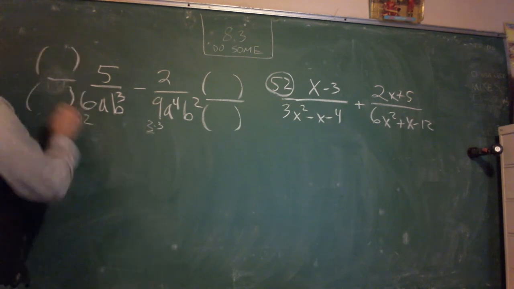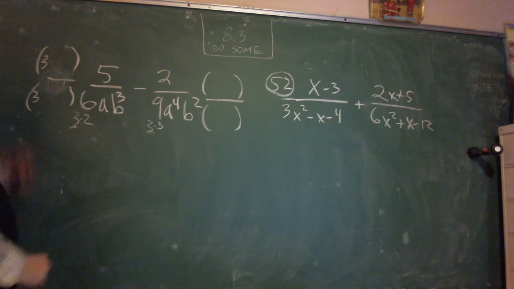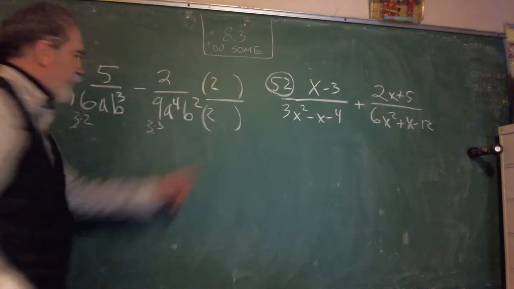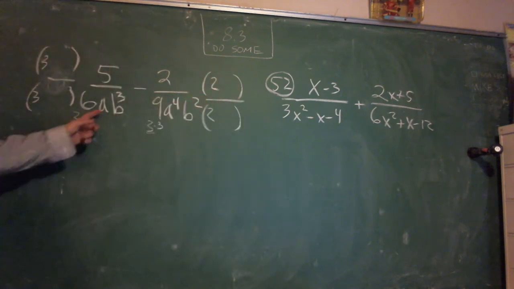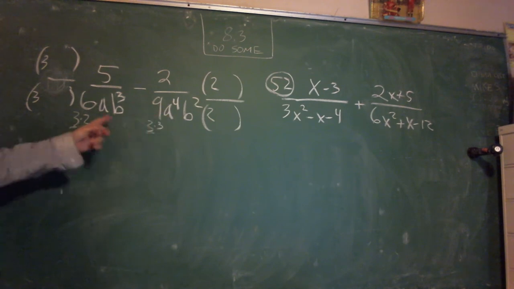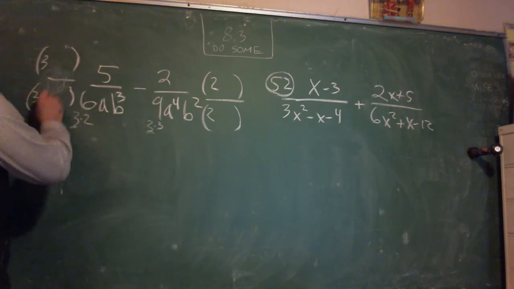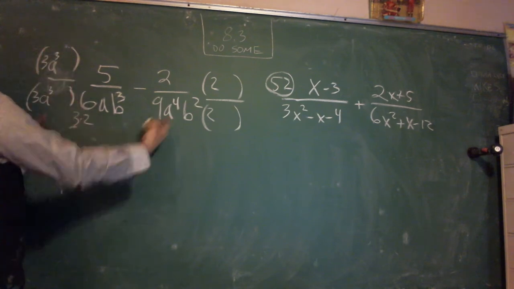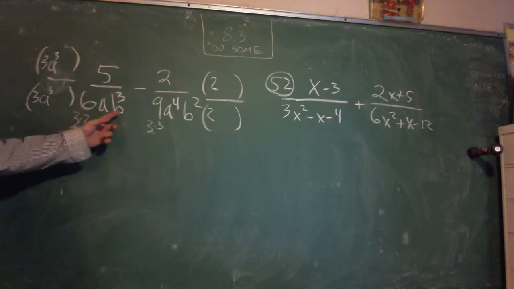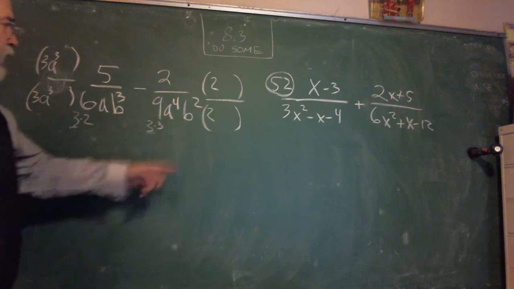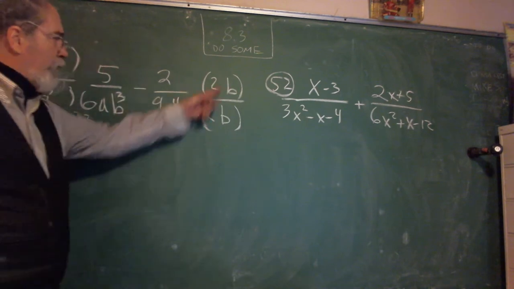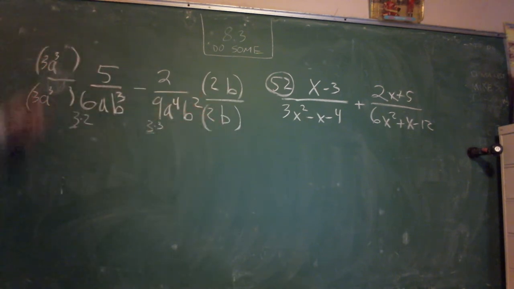All right, so I need a 3, and I'm multiplying by 1, okay? I need a 2, and I'm multiplying by 1. All right, I have an a and an a to the 4th. This guy needs a cubed. Now they both will have a to the 4th. This guy has a b cubed. This guy has a b squared. This guy needs a b. Still multiplying by 1, still multiplying by 1.